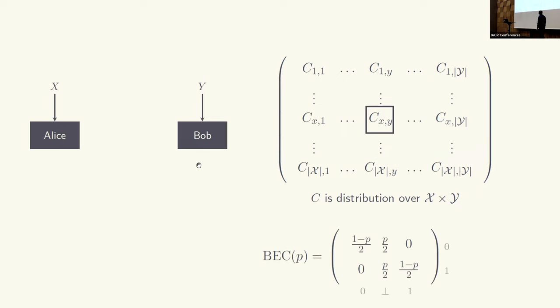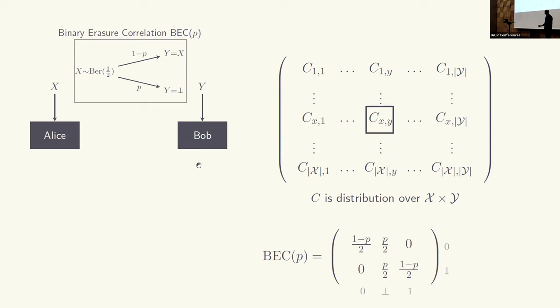A good example of a correlation is a binary erasure correlation. As shown in the figure, Alice gets X uniformly at random, and Bob gets the same X as Y, Y equal to X, with probability 1 minus p, but with probability p, Y is erased. The probability distribution matrix for this would be like this. This column corresponds to the symbol 0, this corresponds to the symbol bot, 1, and so on. Now, when p is equal to half, that is, when all these numbers are 1/4, this corresponds to the Rabin oblivious transfer correlation.